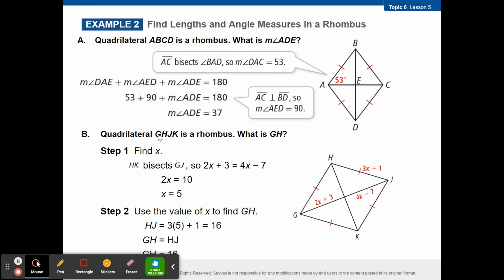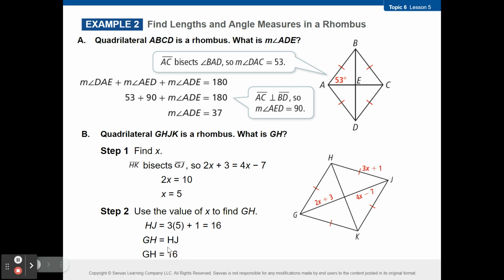Now, in this case, quadrilateral GHJK is a rhombus. So they're telling you it's a rhombus. What is GH? Okay, so in this case, we know diagonals bisect each other. So I'm going to set these equal to each other to get x equals 5, and then I substitute that in. In this case, I'm going to get GH is equal to 16.